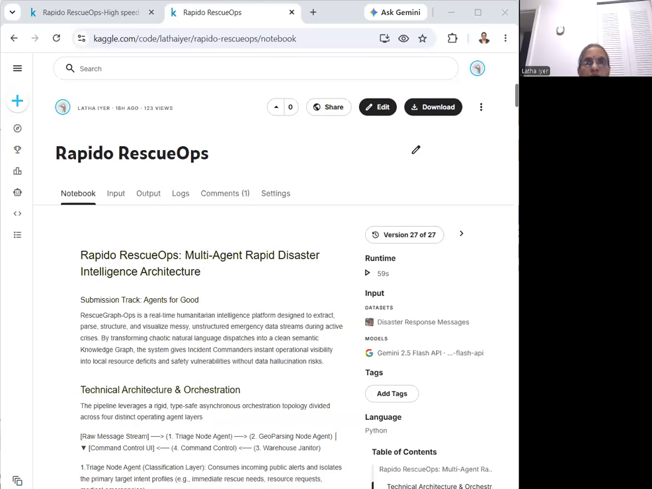Hello, judges. My name is Lata, and this is Project Rapido Rescue Ops, a multi-agent rapid disaster intelligence architecture and a high-speed knowledge graph-driven ingestion pipeline that I am going to present today for the Agents for Good capstone track. This is a humanitarian knowledge warehouse.